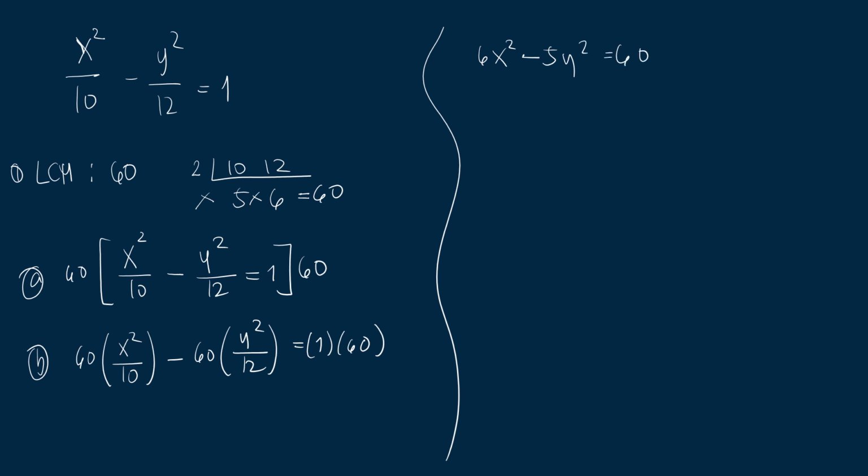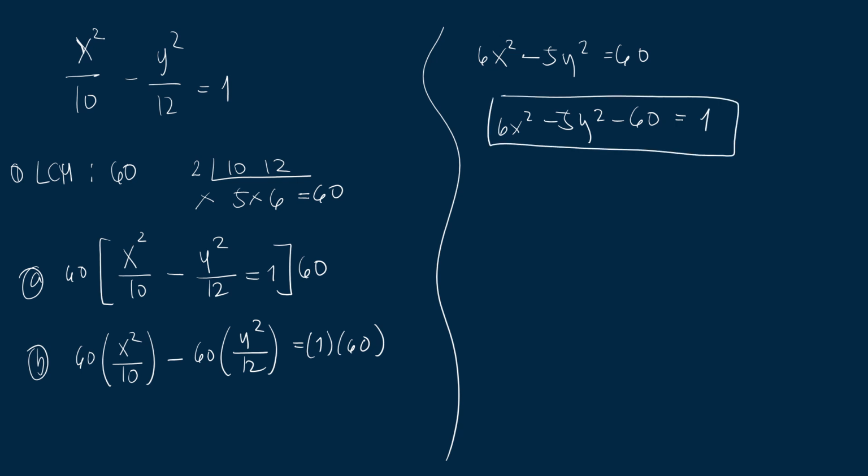So we are not yet done because according to the general equation, it should be equal to 0. So we can now transpose 60 to the left side. So it will be 6x squared minus 5y squared minus 60 is equal to 0. So this is already your final answer given the standard equation x squared over 10 minus y squared over 12 is equal to 1. On to the next example.